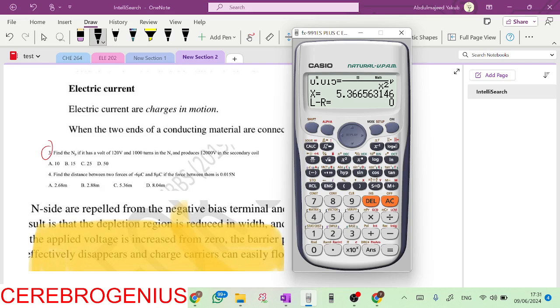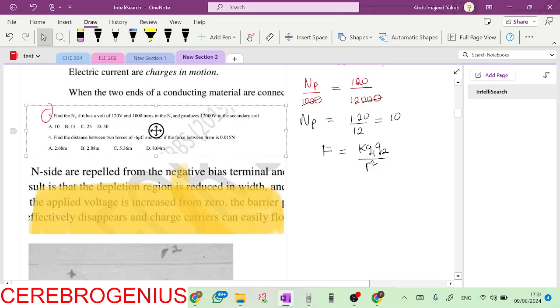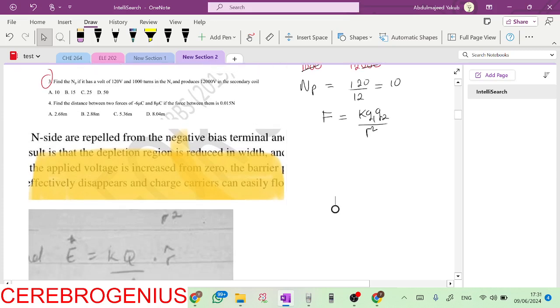So I have what? 5.37 or 5.36. So the closest option is option C. So that will be the correct answer. You can decide to solve it the normal way too. Just make r the subject of the formula. You get the same thing. But why do that when your calculator can just solve the whole equation, help you to do the hard work?